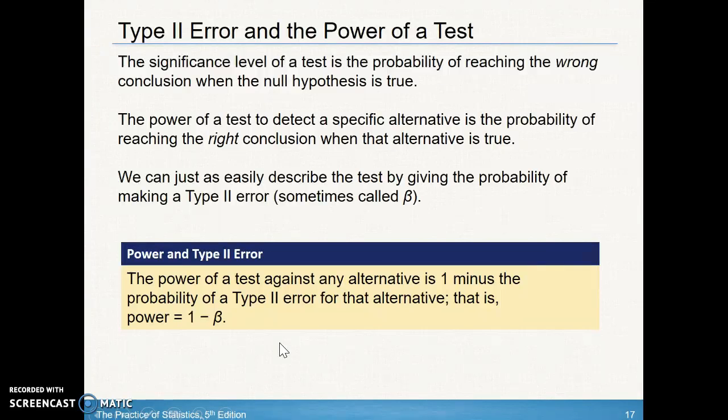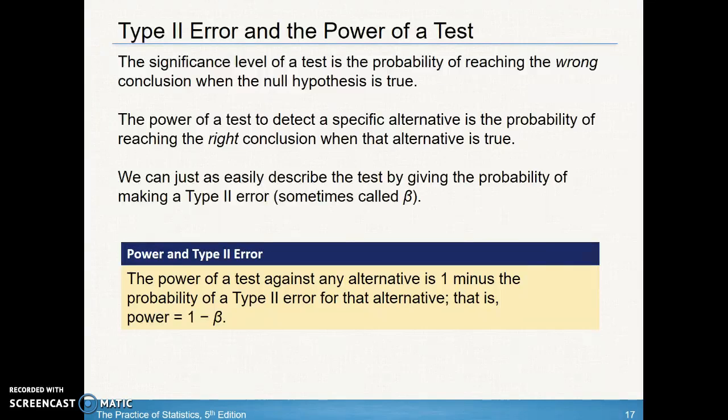The significance level of a test is the probability of reaching the wrong conclusion when the null hypothesis is true. So like if the significance level is 5%, that's a 5% probability of reaching the wrong conclusion when the null hypothesis is true. That's what we're looking for. The power of a test to detect a specific alternative is the probability of reaching the right conclusion when that alternative is true. So like 11% of the potatoes are bad, 75% chance, or probability, of getting it correct.